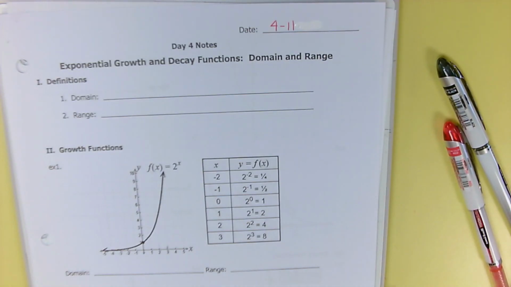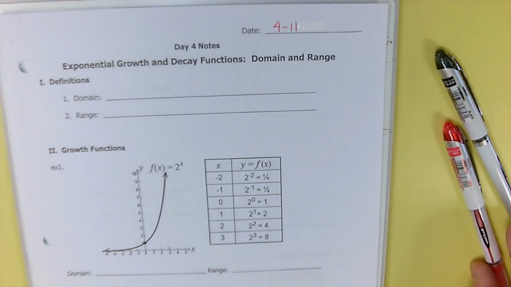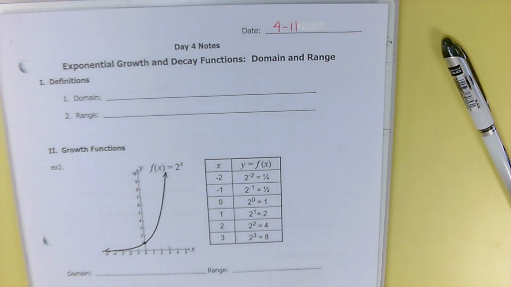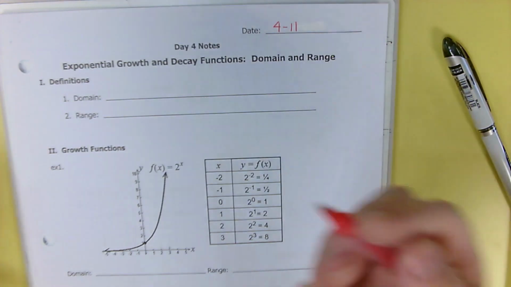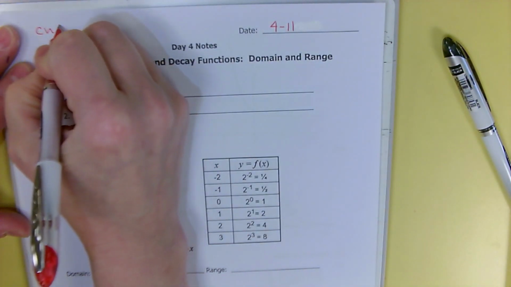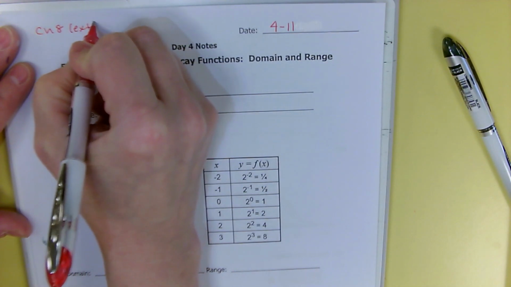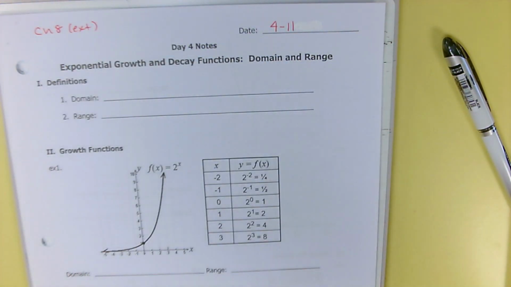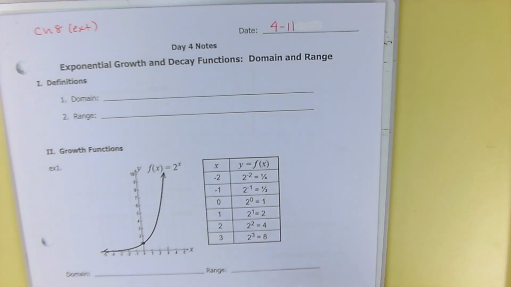Okay, so this is day 4 of the extension unit. This was the extension to chapter 8. So I'm going to put chapter 8 extension unit. This is the day 4, and we're going to talk about domain and range in reference to exponential growth and exponential decay. Okay, so first thing we're going to do is review domain and range.